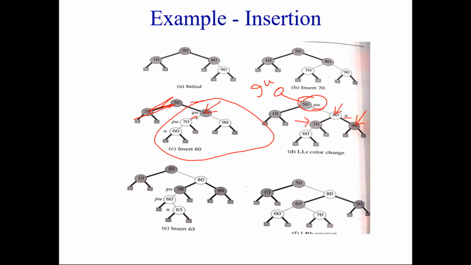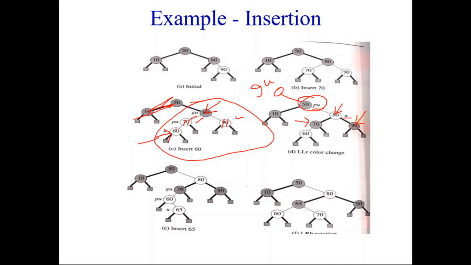Now what will we do? Can you change the color of the new node? No, the new node should not be changed. It should be red only. So which color should we change? We should change the parent and parent sibling color. So these two will become black. That's it.